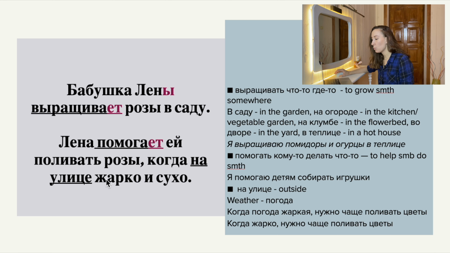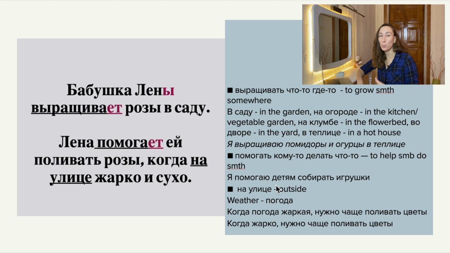Когда на улице жарко и сухо. На улице, outside. The word outside that I used for the translation of the sentence is not the first meaning of the word на улице. If you look this word up in the dictionary, you probably see the word street. Улица, street. But in this sentence, we don't mean that it's hot and dry like in the street.